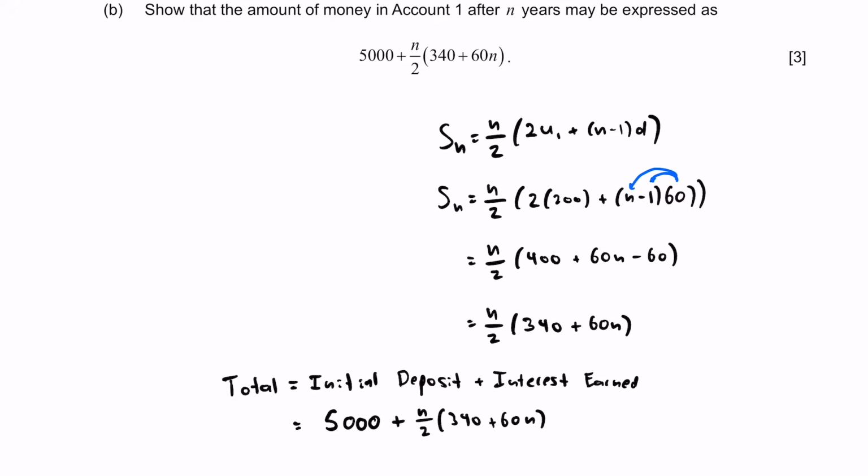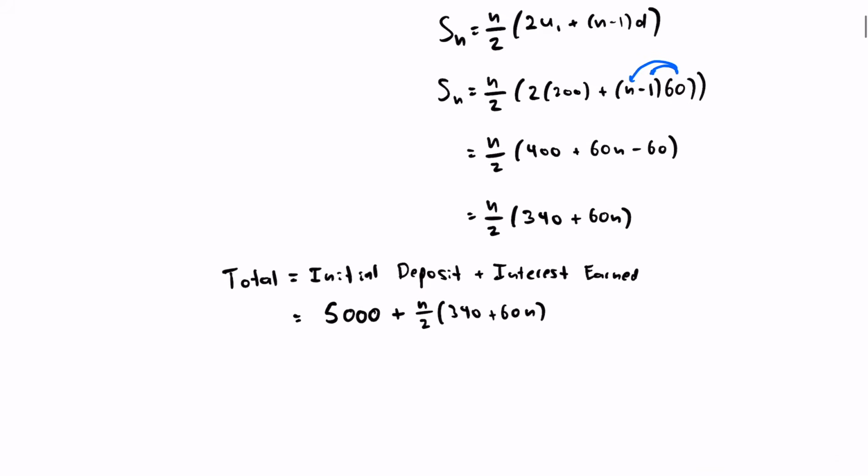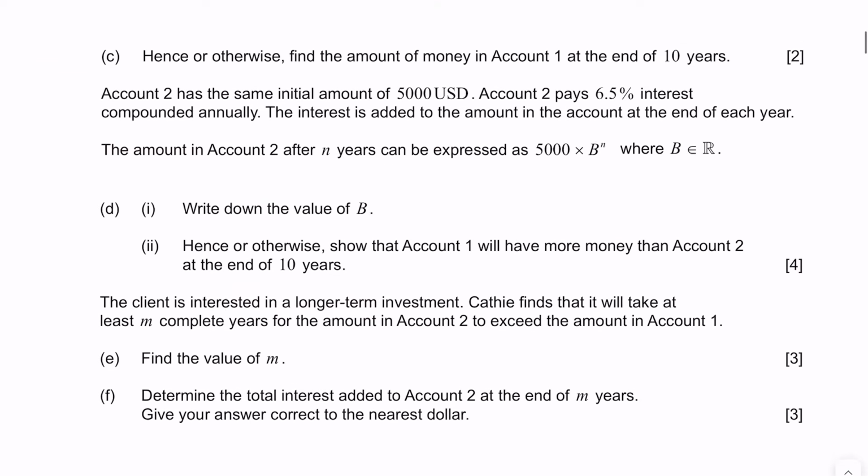Okay, so once again, initial deposit plus interest earned. Interest earned is summed or added together through time. That would be our sum formula. A little bit of algebra here, but then we work it out to get the same form. Okay, moving on, part C.